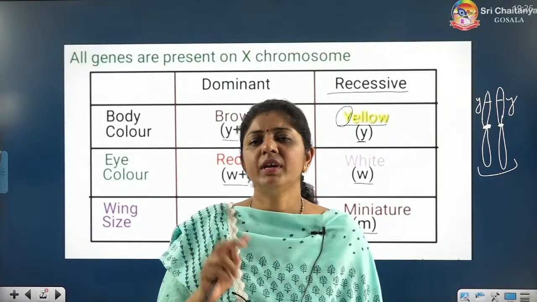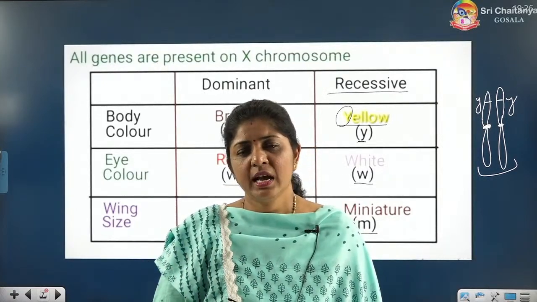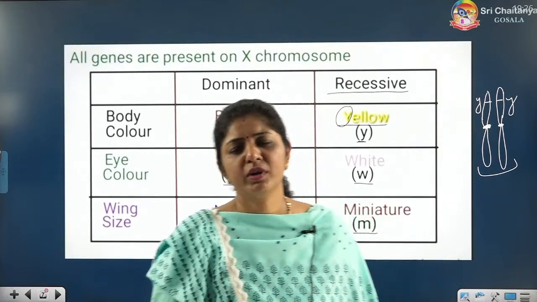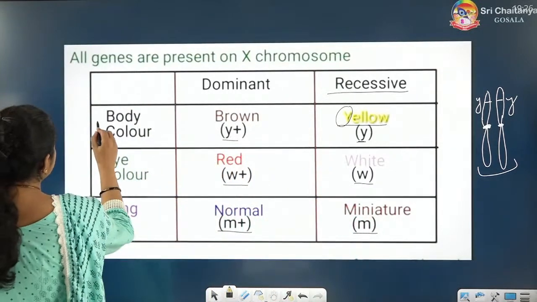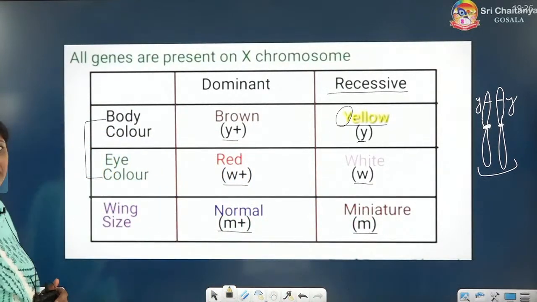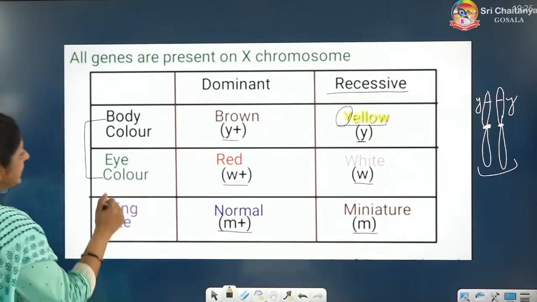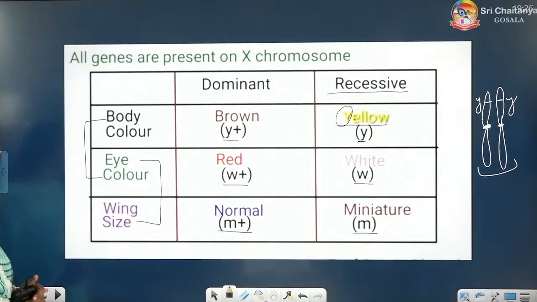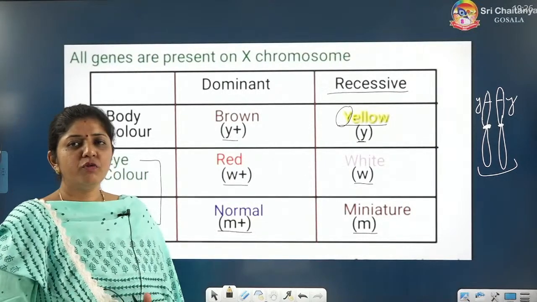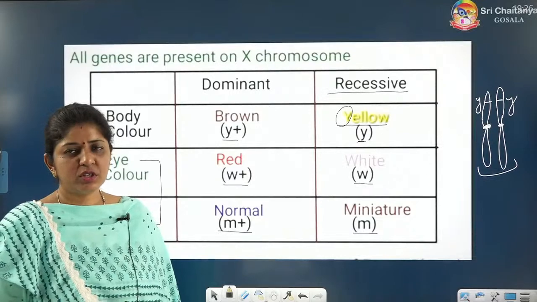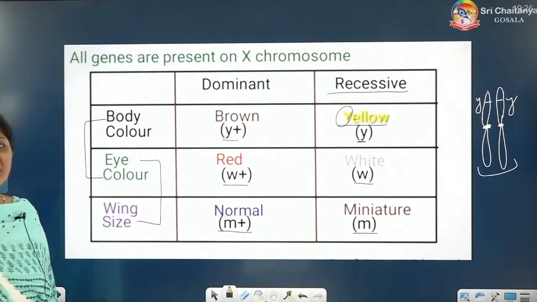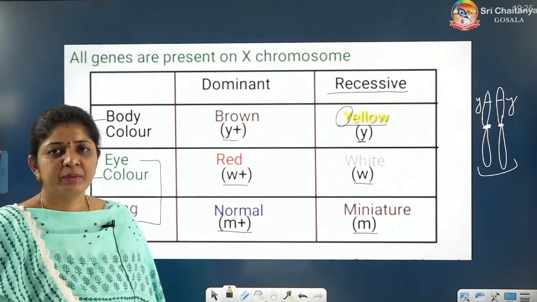Every character will have two traits. Now in the first cross, Morgan had taken these two characters, and in the second cross given in your NCERT book, he had taken these two characters, right? So for understanding of those crosses, this table form is very important for you, right?